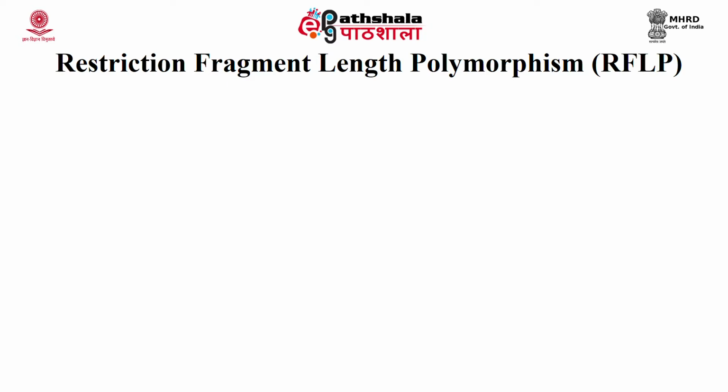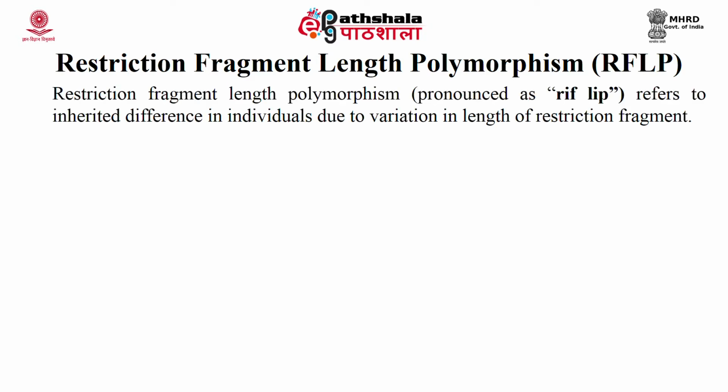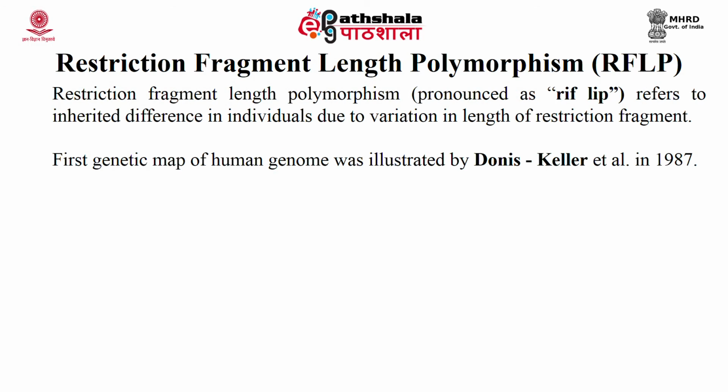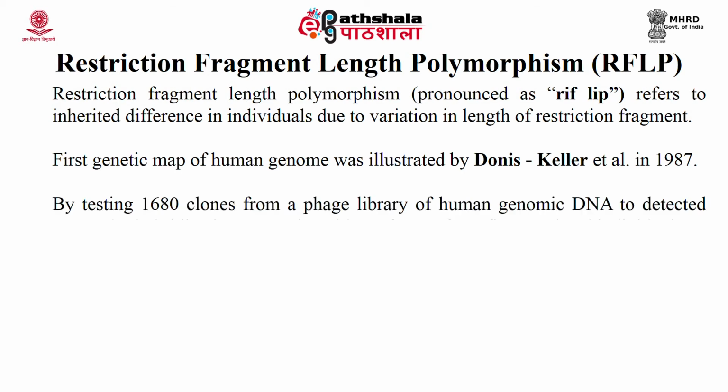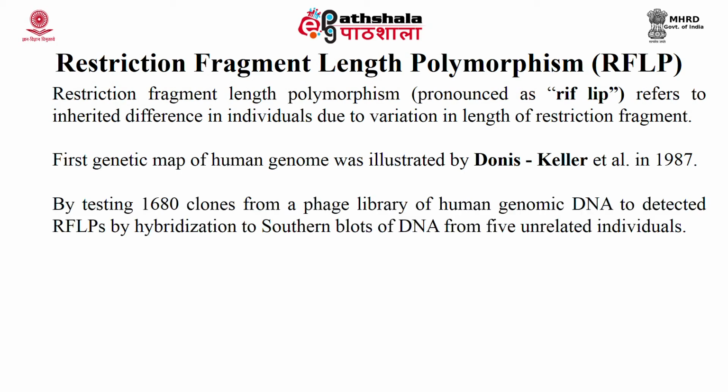Restriction fragment length polymorphism, pronounced RFLP, refers to inherited differences in individuals due to variation in the length of restriction fragments. The first genetic map of the human genome was illustrated by Donis-Keller et al. in 1987, by testing 1680 clones from the phage library of human genomic DNA to detect RFLP by hybridization to blots of DNA from 5 unrelated individuals.